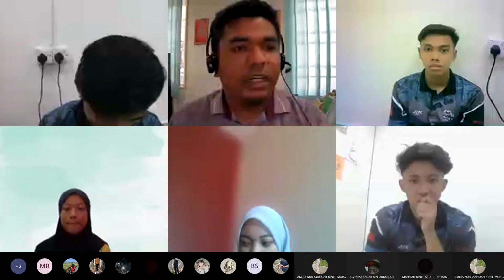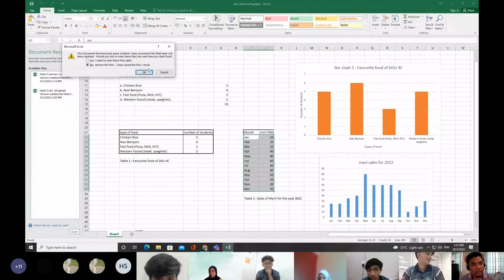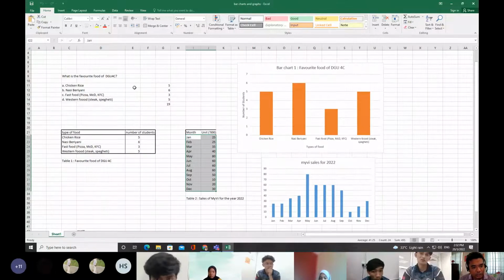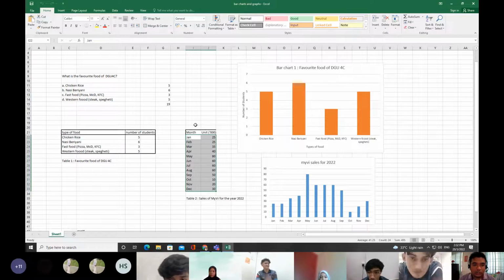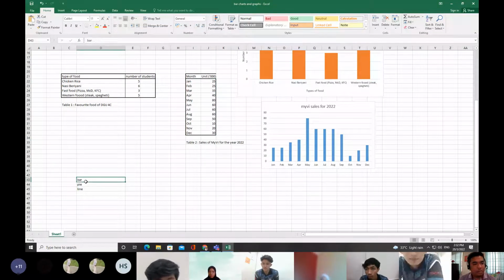Okay, I'm sharing. So this is the data that we created last week, right? Favorite food of the G4C and the sales of MyV for the year 2022, or sales of Proton, depending on the class. But roughly it's around the same. So next, we've finished the Gantt chart, and the bar chart is settled, understood, easy.